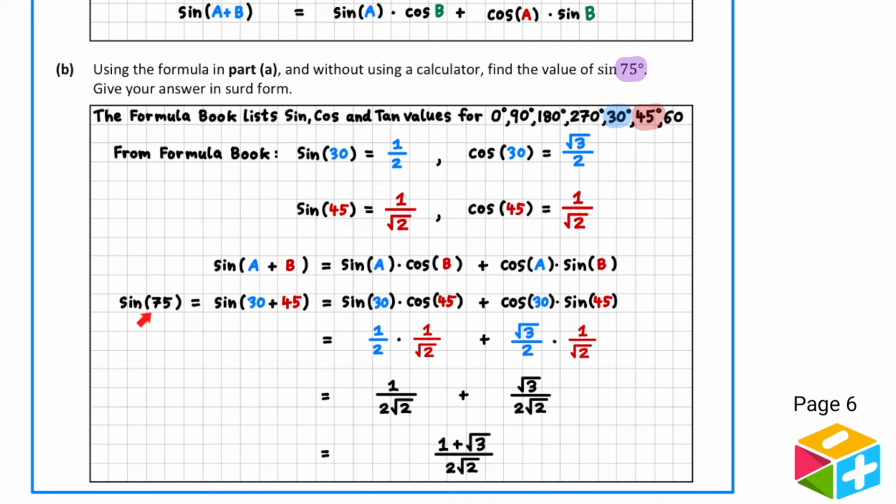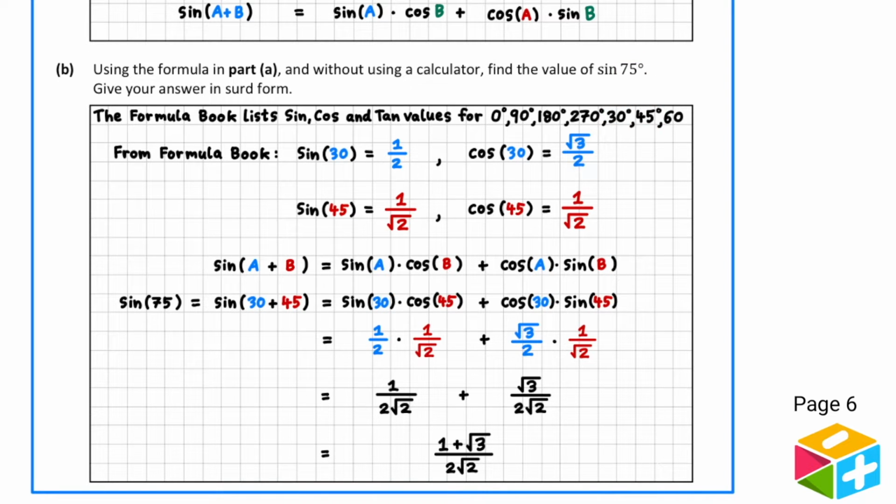Hence, we can rewrite the sine of 75 as sine of 30 plus 45. The formula in part A said that sine of A plus B is equal to sine A cos B plus cos A sine B. Applying this statement with A equal to 30 and B equal to 45, we end up with sine 30 times cos of 45 plus cos of 30 times sine of 45.